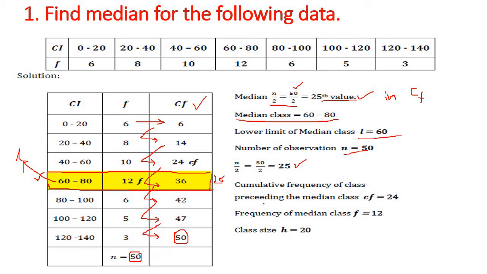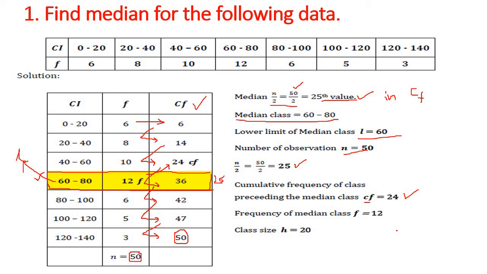Already we have calculated that. Then what is cumulative frequency? CF is the cumulative frequency of the class preceding the median class. Here the median class is 60 to 80, and its frequency is 12. So how to find the cumulative frequency? It is the cumulative frequency of the class preceding the median class, which is 40 to 60. Here the cumulative frequency is 24.